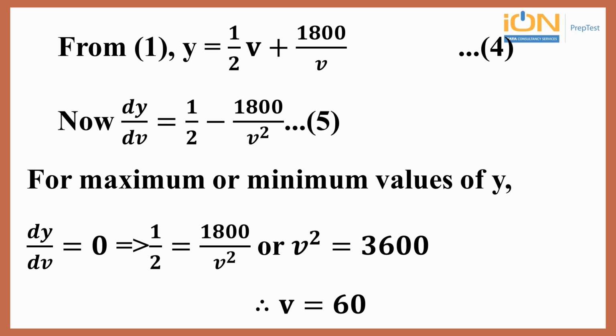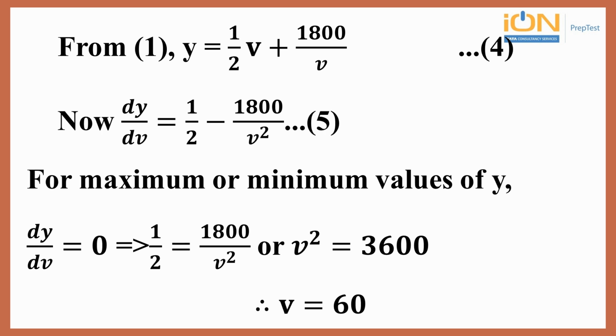So dy by dV is equal to half minus 1800 by V square. We've got to minimize y. Y is now the equation which calculates the cost at an average speed of V. So it has turned out to be a function of V. So we've got to minimize y as a function of V.